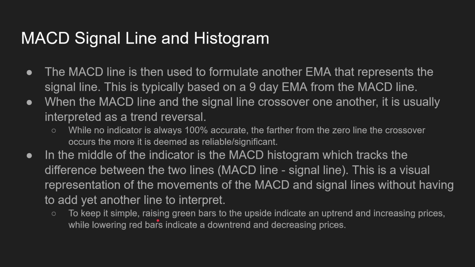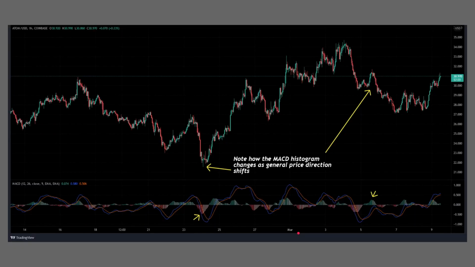So to keep it simple, rising green bars, elevating green bars to the upside, indicate an uptrend and increasing prices. Lowering red bars, I should say, indicate a downtrend and decreasing prices. So here's an example of the MACD in action.